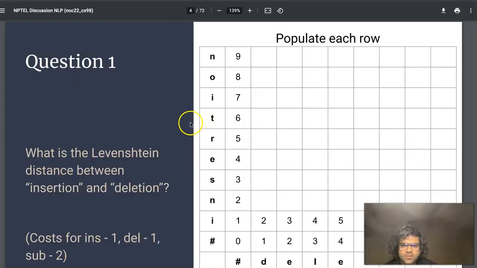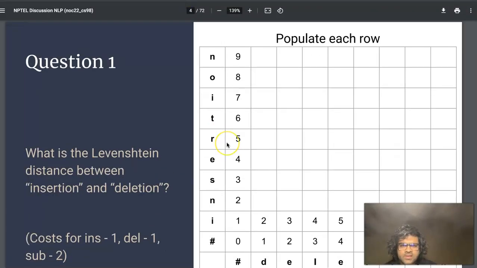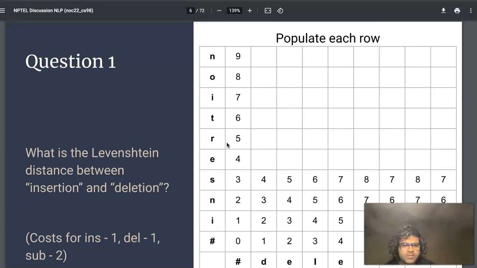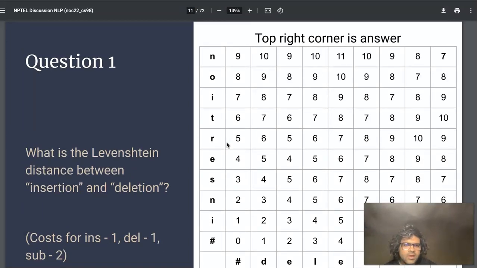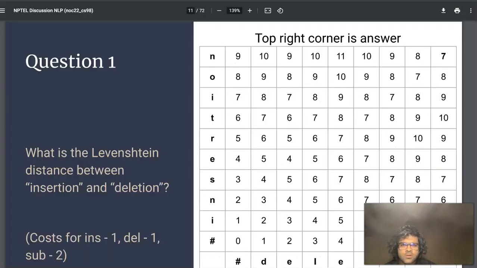So this is the small baby example, and this is the large example, but the concept is the same. You are just filling in the values, and ultimately the corner gives you the right answer, which is 7. In our case the right answer is 6. I think someone in the chat is also writing 6, so good, you are doing it right.